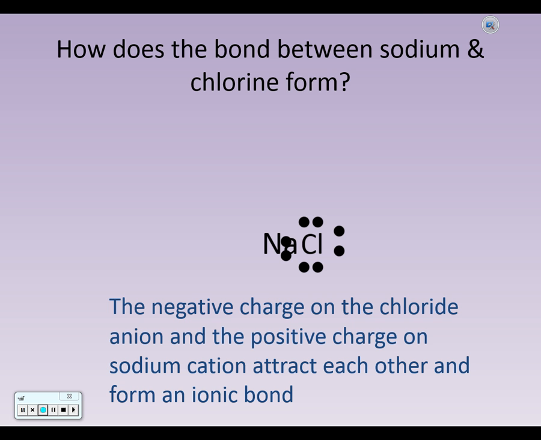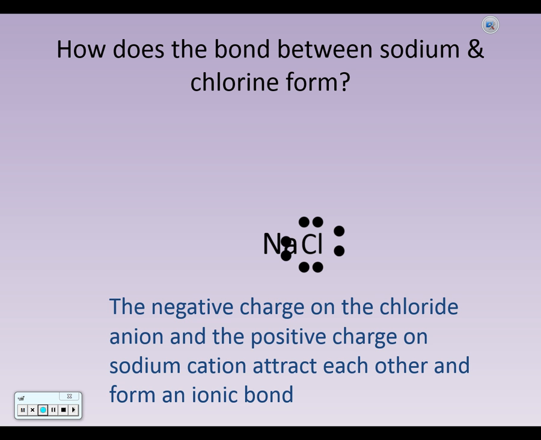So the negative charge on the chlorine anion and the positive charge on the sodium cation attract each other and form an ionic bond. It is an ionic bond because it exists between 2 what? What do we call those things that have different number of protons and electrons? Ions. That's why it's an ionic bond. It exists between 2 ions. Okay? Good there? All right.